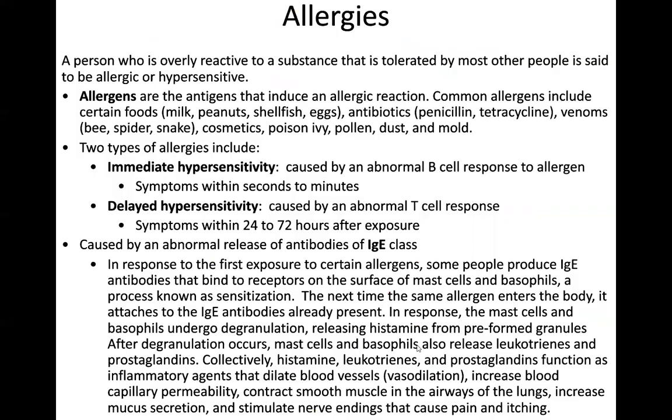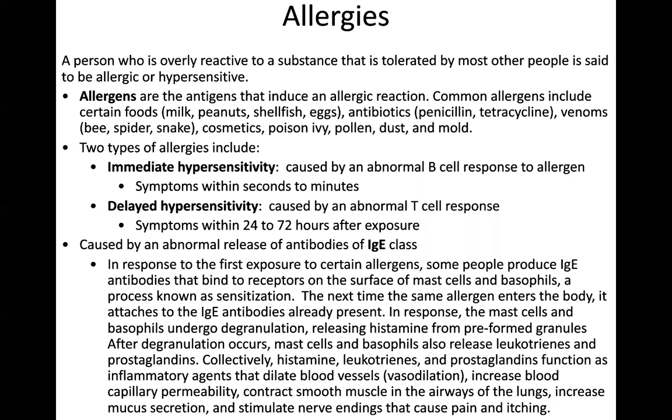There's the sensitization. The next time that same allergen enters the body, it attaches to the IgE antibodies already present. In response, the mast cells and the basophils undergo degranulation, which means that they release histamine from preformed granules. And I've talked about how histamine is annoying, which is why people take antihistamines. After degranulation occurs, mast cells and basophils also release leukotrienes and prostaglandins.